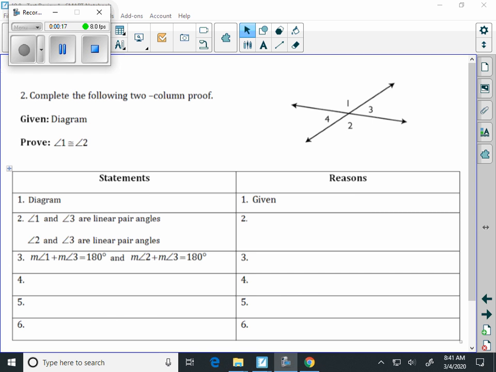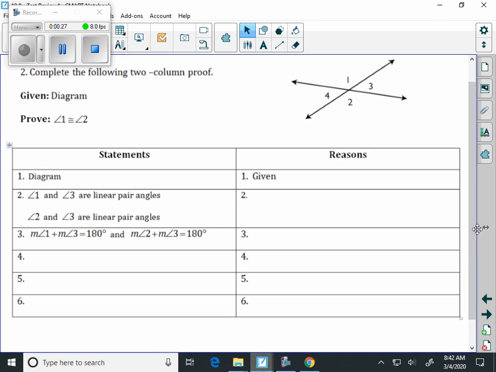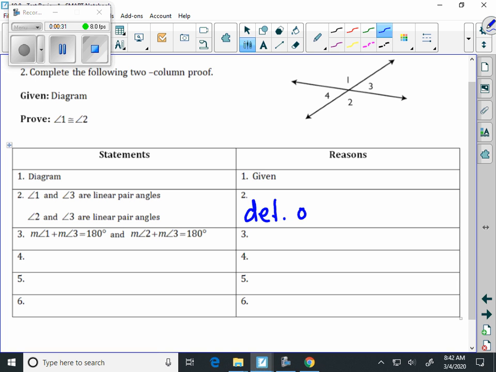And the first one says that angle 1 and angle 3 are linear pair angles, as well as angle 2 and angle 3 are linear pair angles. And the reason for that is the definition of linear pairs.